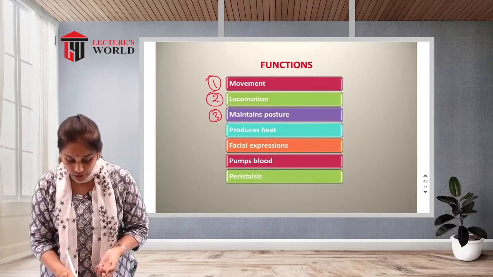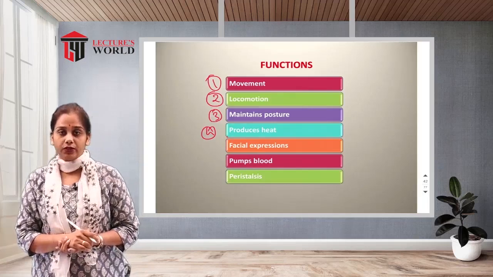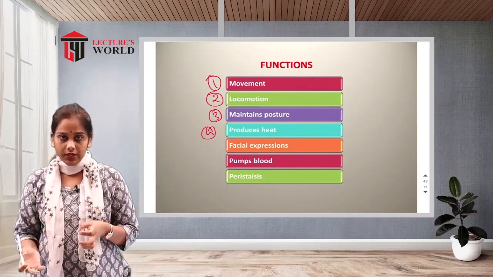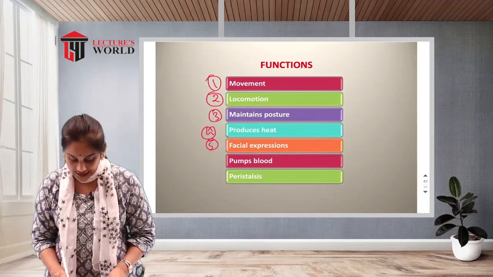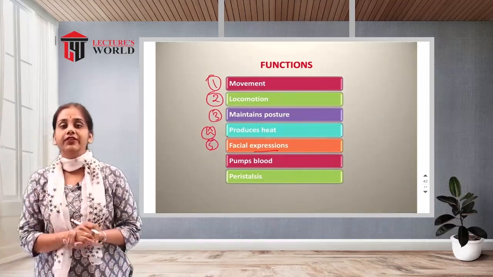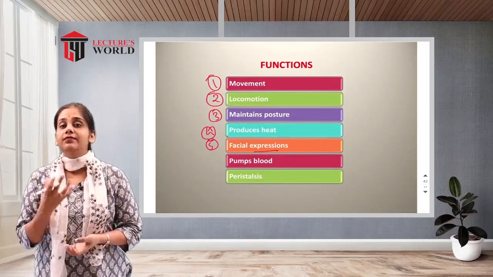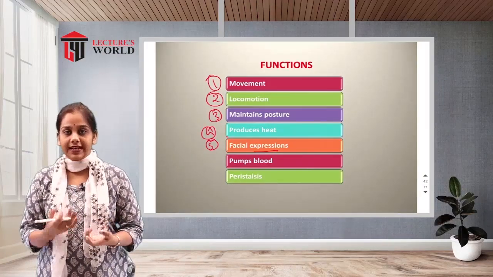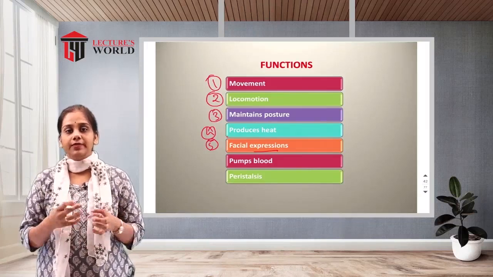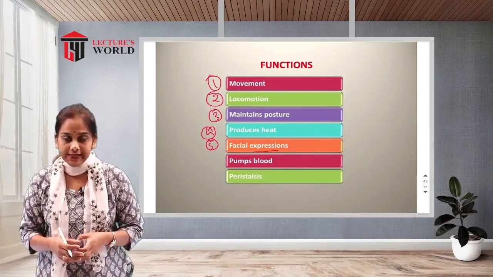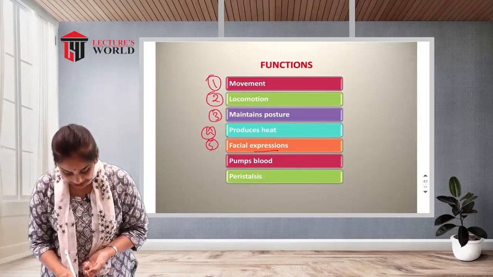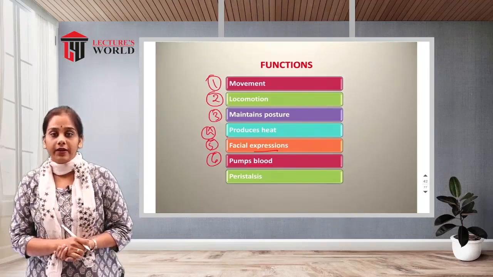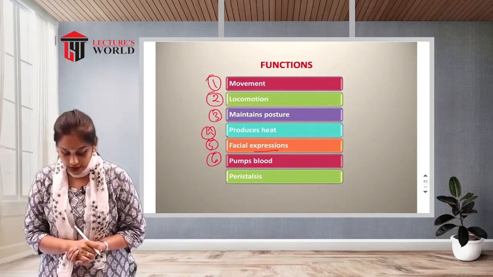give a proper posture to our body. The fourth one is producing heat. It is a basic function, the production of heat in our body. Then facial expression. Over the skull there are facial muscles, which are very important for developing facial expressions like smiling and crying. The sixth one is pumping blood. It is helpful for pumping blood into the blood vessels and the heart.